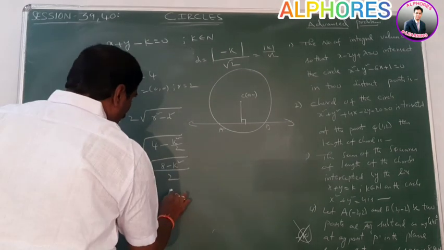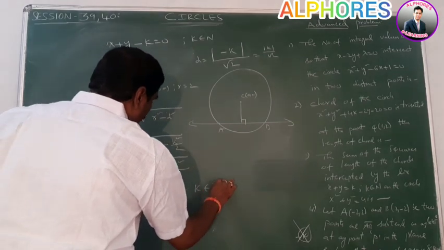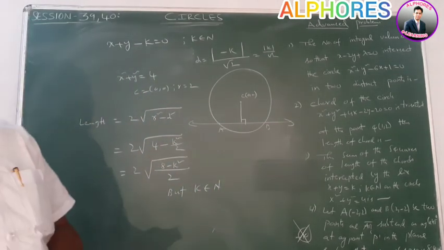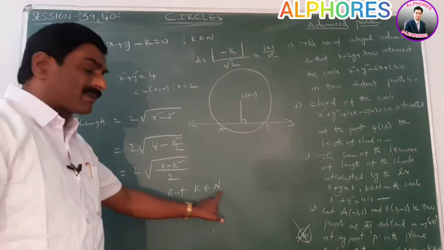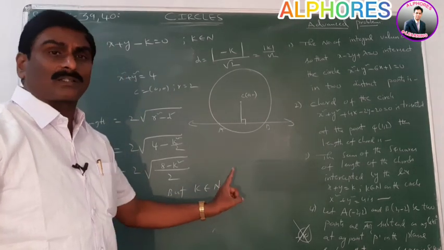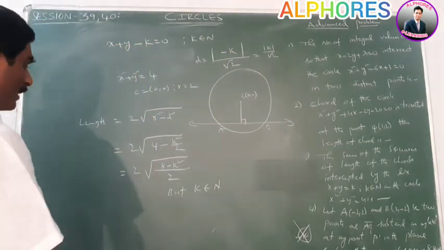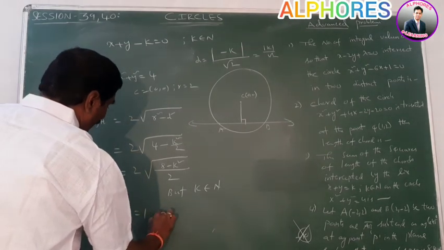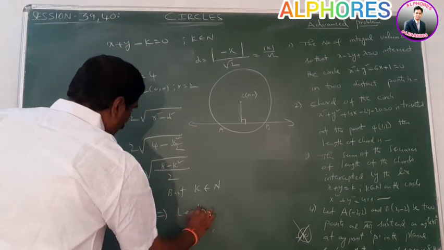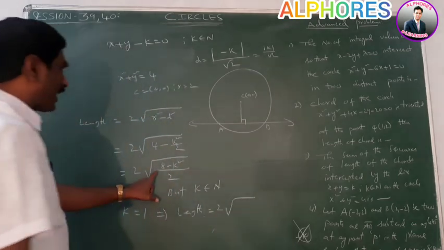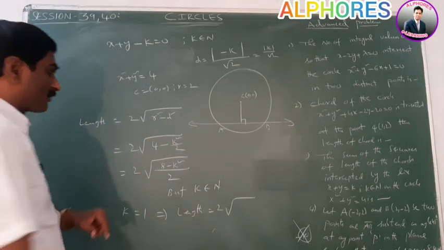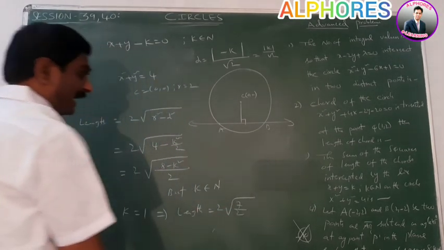But k belongs to natural numbers. Now we find the possible cases. If k belongs to N, k is equal to 1 or 2 or 3 and so on. Suppose k is equal to 1. Length of the chord is equal to 2 root 8 minus k square, with k value 1, means 8 minus 1 means 7, by 2. Okay. It is defined.